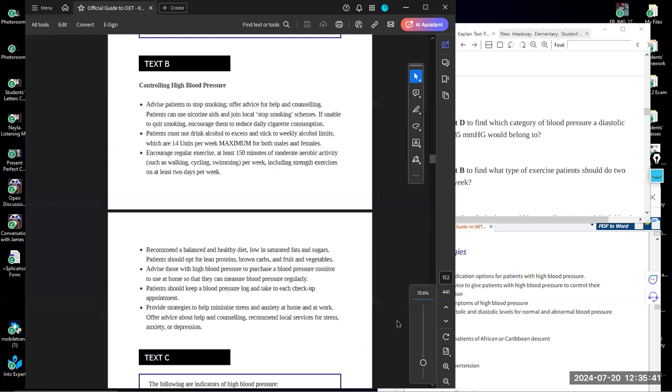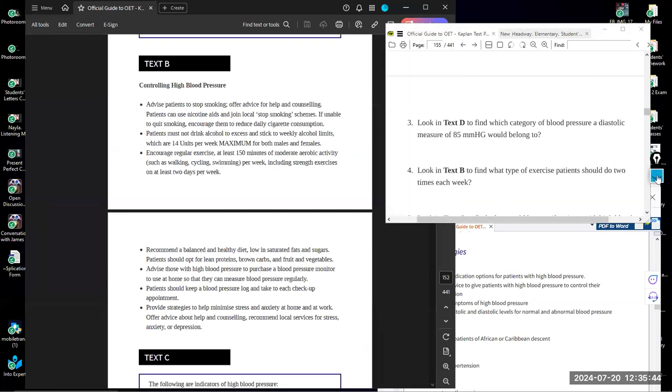Let me zoom out and let's read the question, which is saying, let's take a look at text B, and we have to find what type of exercise patients should do 2 times a week. Moderate aerobic activities such as walking, cycling, swimming. Is it the exercise that they have to do twice a week? This one is twice. Strength exercise. Bravo, twice a week is a keyword.